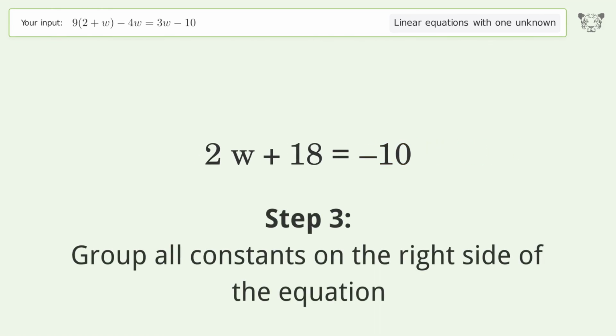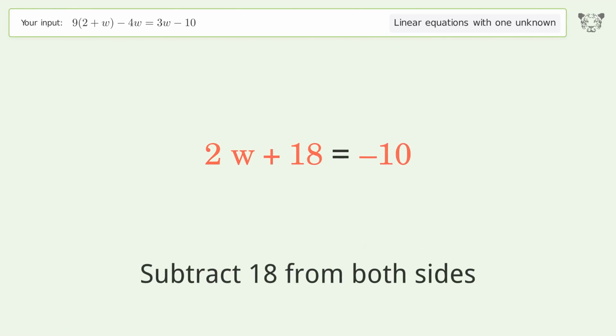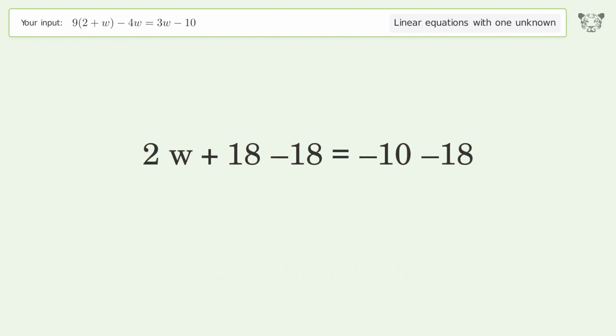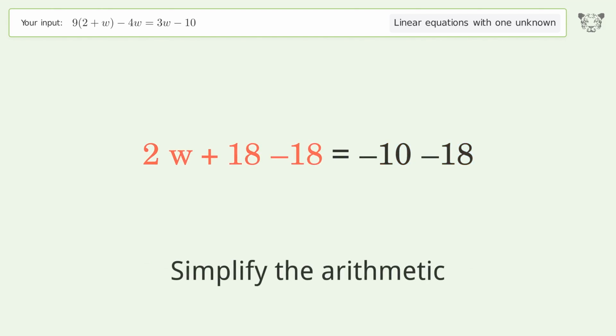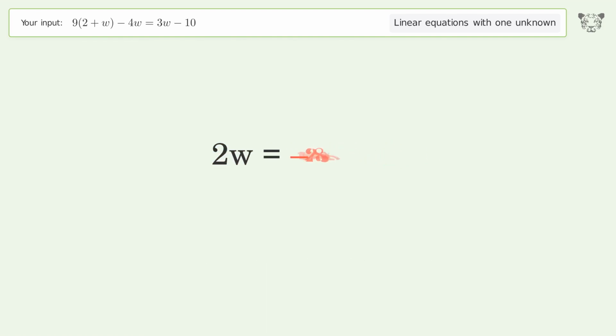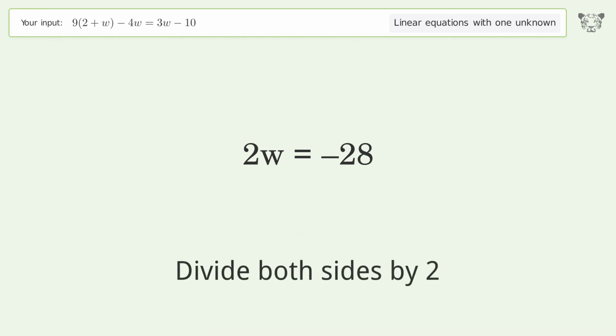Group all constants on the right side of the equation. Subtract 18 from both sides. Simplify the arithmetic. Isolate the w. Divide both sides by 2.